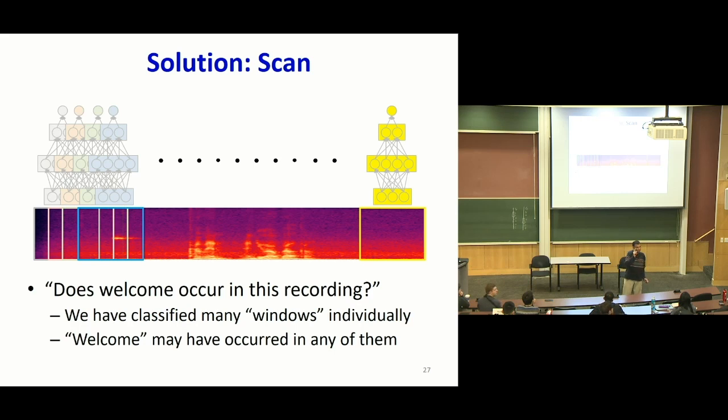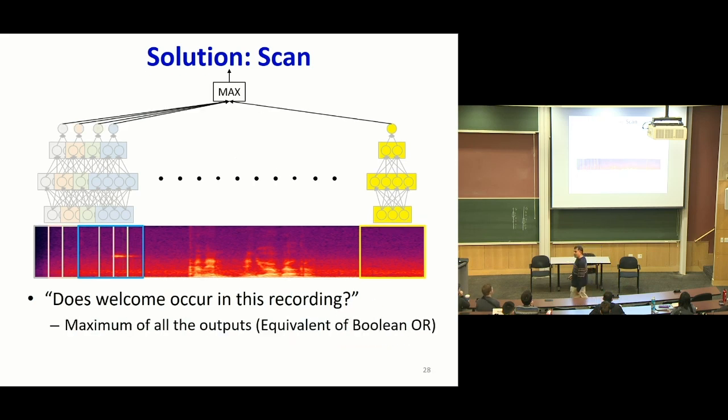Who's that? Shubham? Yeah. OR, right? How do I do an OR over here? The answer is right, but there's a very simple way of doing an OR, in fact. I can just look at the maximum of the outputs, right? If any of these has a 1, has the word welcome in it, it's going to give you an output that's close to 1, and the maximum is going to be close to 1. So if the maximum is close to 1, this recording has the word welcome in it, right?